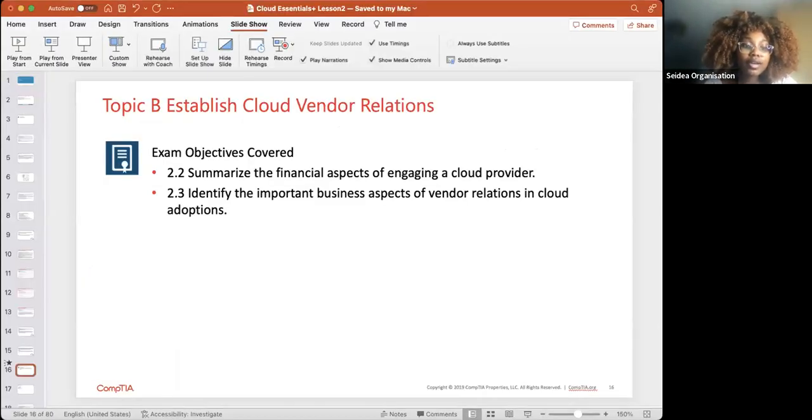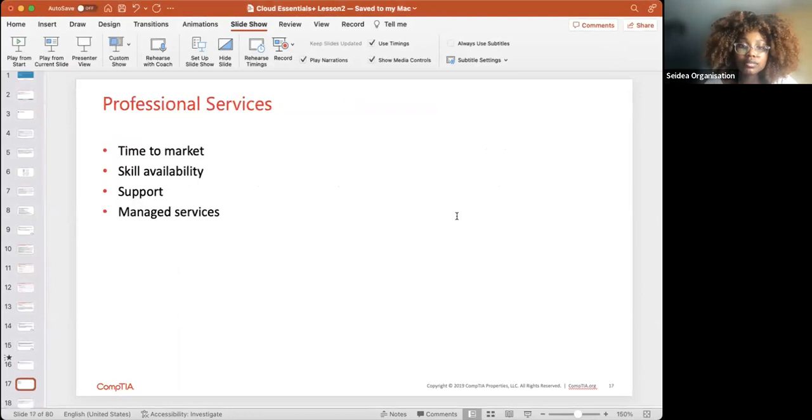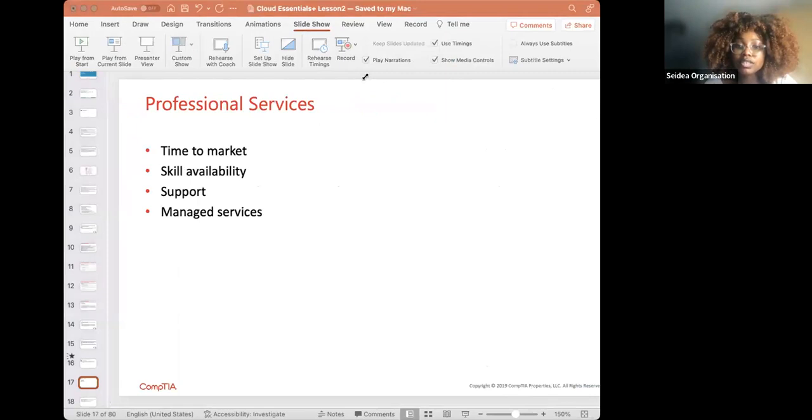So if we look at the next slide, we're going to be focusing on different things. The first one is professional services, which is broken down. And this leads to part one, how do we make those financial decisions? The first thing to think about is our time to market. The second is our skill availability, so thinking about the skills that you have within your company and skills that you might need to outsource.